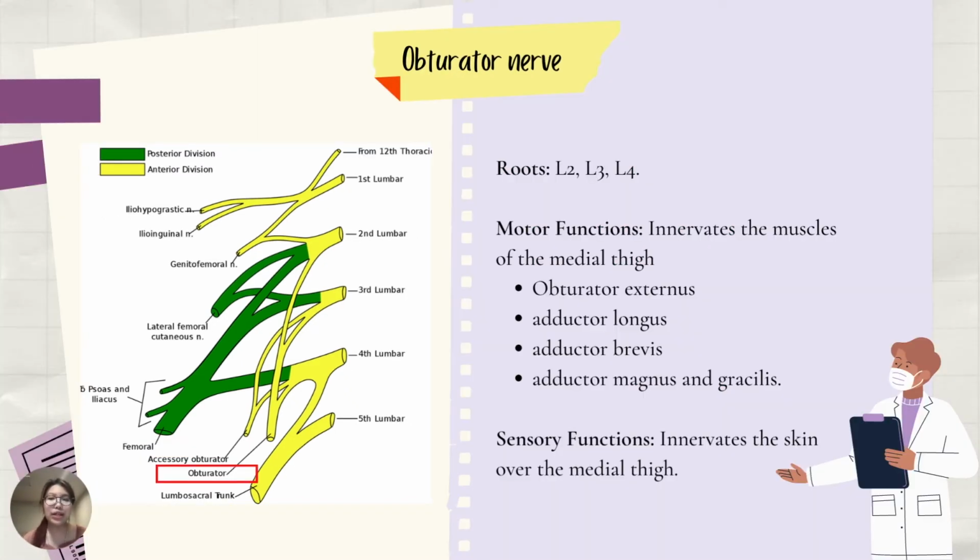The nerve roots are L2 to L4. Its motor function is to innervate the muscles of the medial compartment of the thigh, while the sensory function is to innervate the skin of the medial thigh.